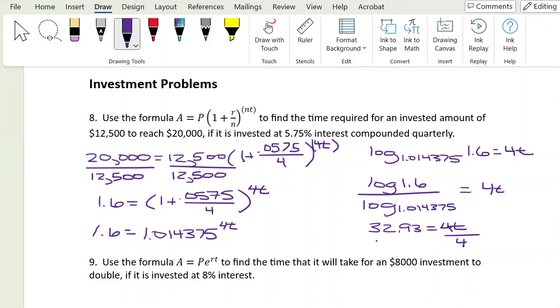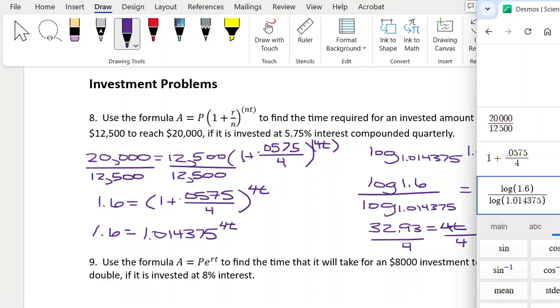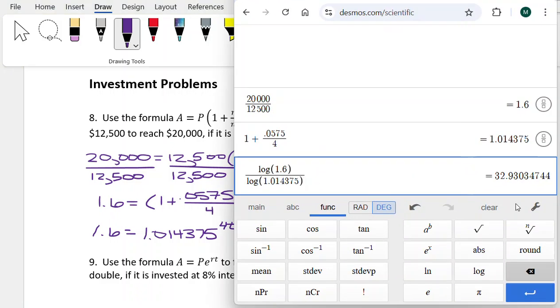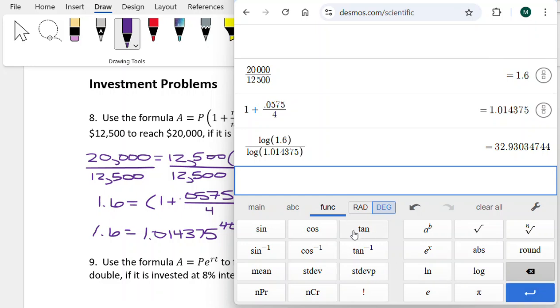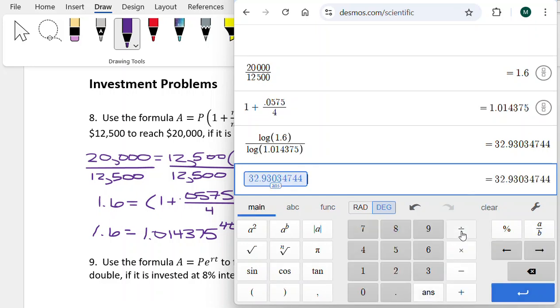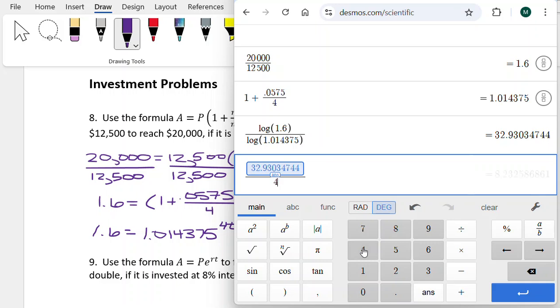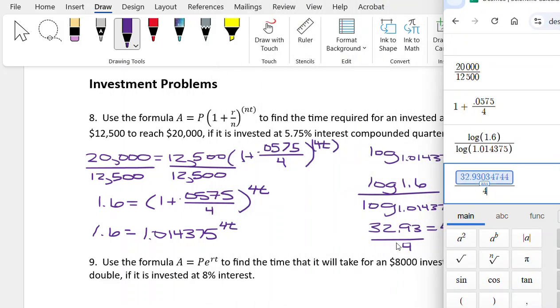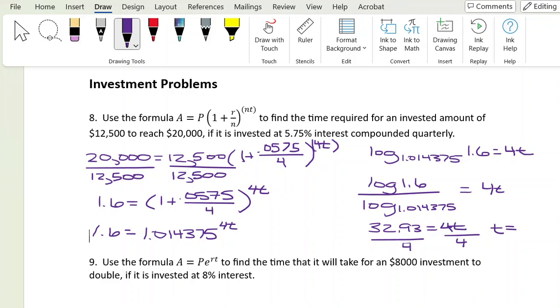Divide both sides by 4. I can use the answer button in the Desmos calculator, and I get 8.2. So the time is 8.2 years.